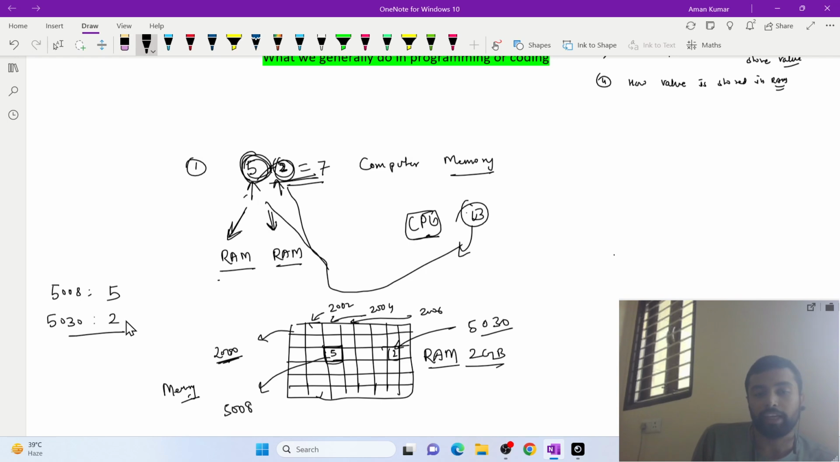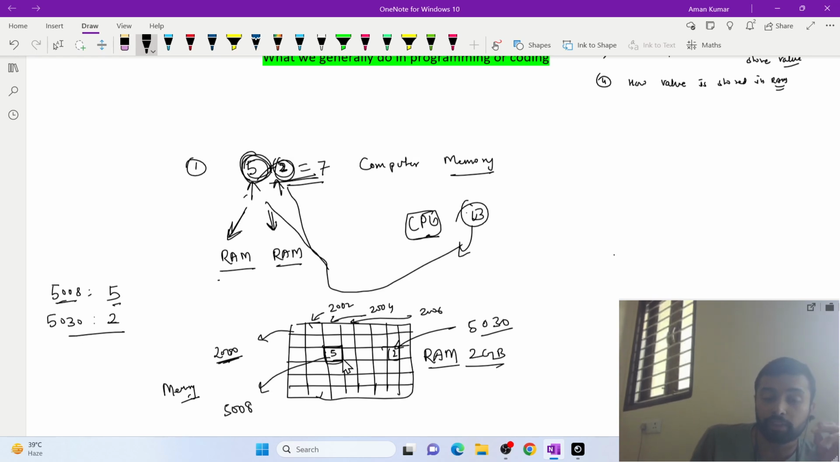Of course, you are not going to assign this memory location. The computer automatically assigns the location and stores the value in the memory or RAM. You are not going to do it manually. But I'm just explaining how any operation gets performed internally. So once you have stored 5 and 2 at memory locations 5008 and 5030, now the computer will perform the operation.